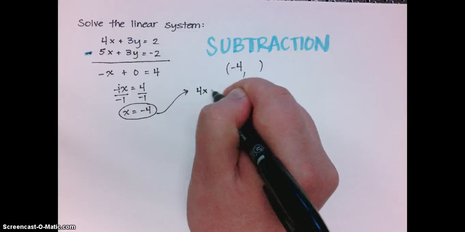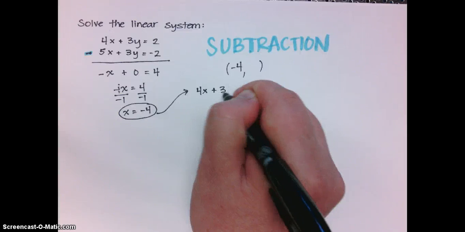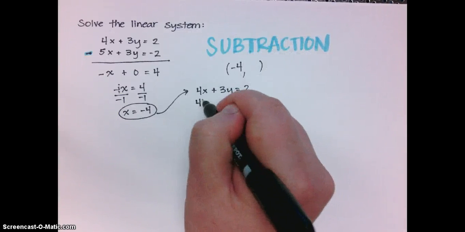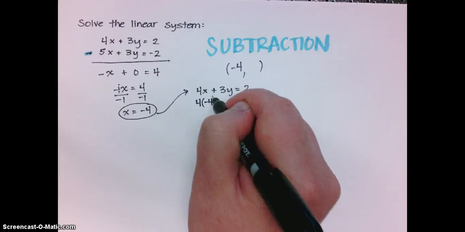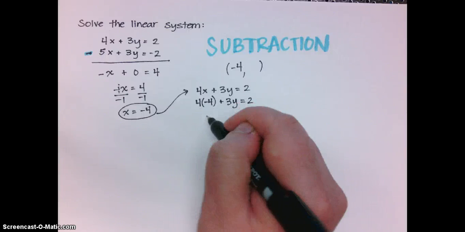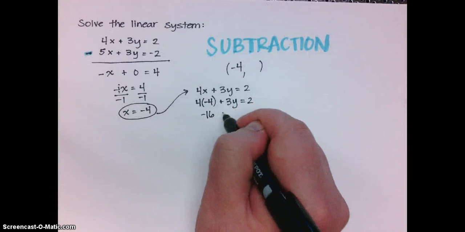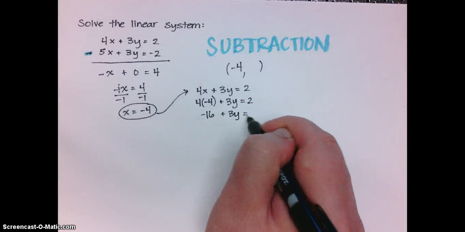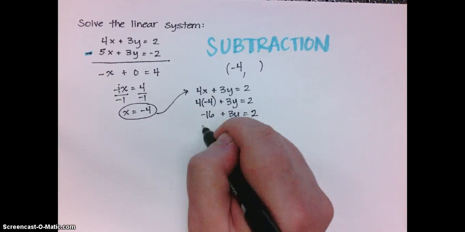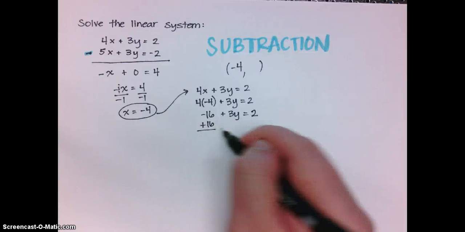So I'm going to just use the top one, 4x plus 3y is equal to 2. I'm going to plug in, instead of x, the negative 4. 4 times negative 4 is negative 16, plus 3y equal to positive 2. Sorry. Add 16 because that is the lonely number.